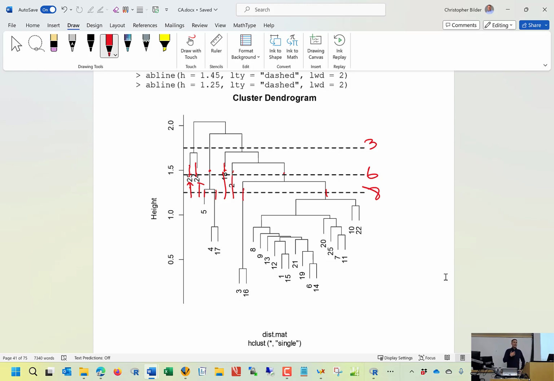And so to make these judgments about where I drew the line, and this is a judgment, I think it's obvious why I chose 3. Why didn't I choose 2 clusters?